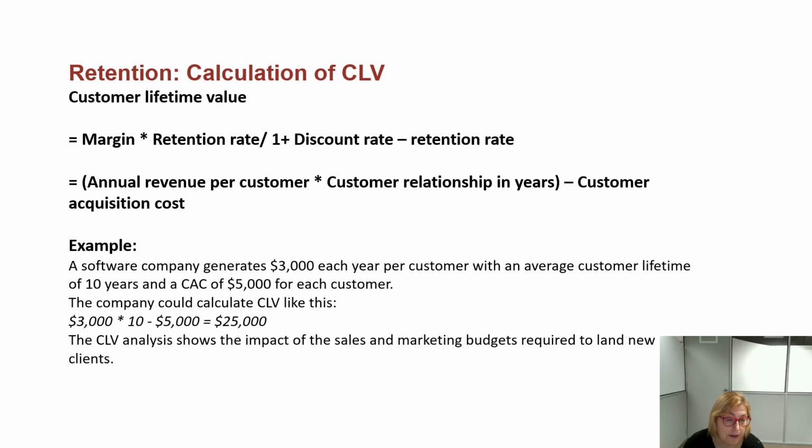The CLV analysis shows the impact of the sales and marketing budgets required to land new clients. And the CLV analysis is really quite crucial for us marketeers because it gives you an argument to increase the investment. Of course, you need to have an ROI which justifies this, and this is how you calculate it.